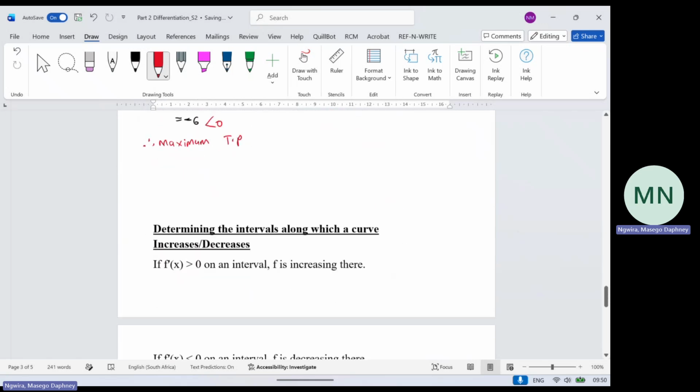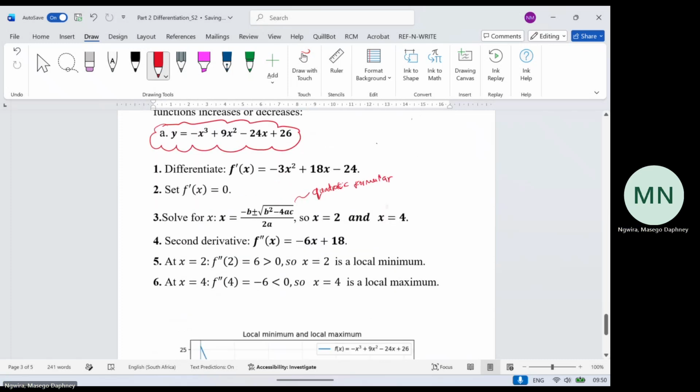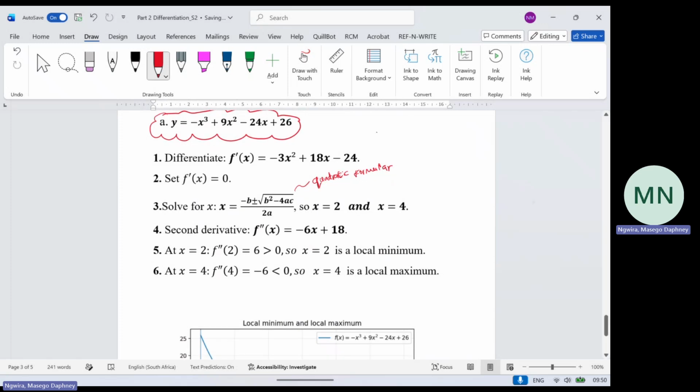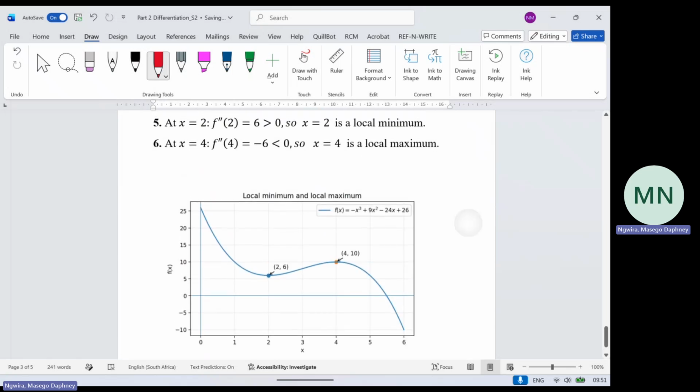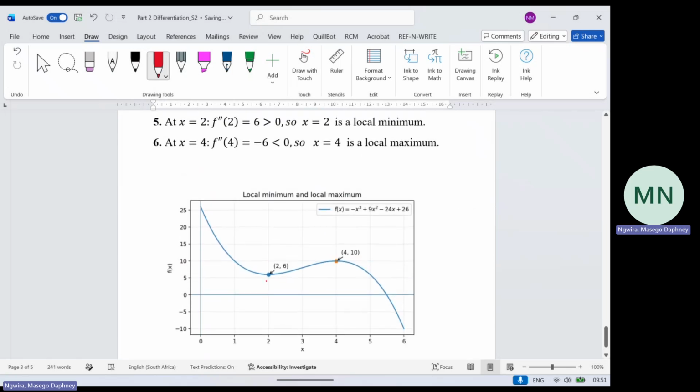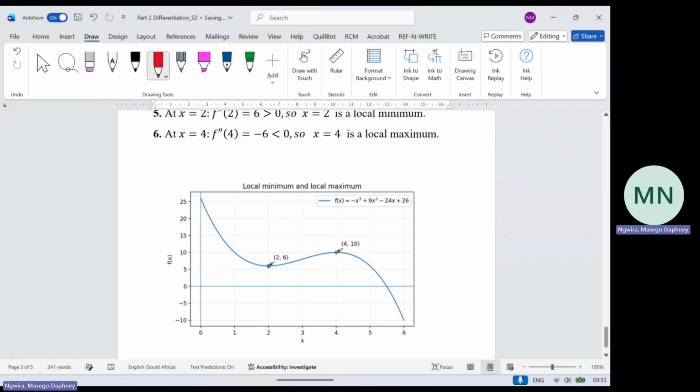2 and 4. And then the second derivative we had was negative 6x plus 18. So we know that at x equals 2, our graph has a local minimum point, and x equals 4 is the local maximum point, meaning your maximum turning point. This is how the graph looks when we draw it. You will see this is our local minimum, and this is our local maximum. This is where our graph is turning. This is how a cubic graph looks.